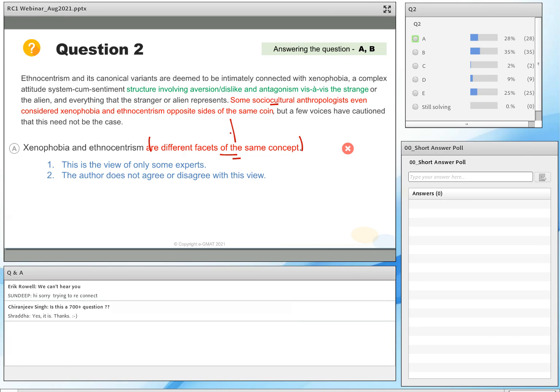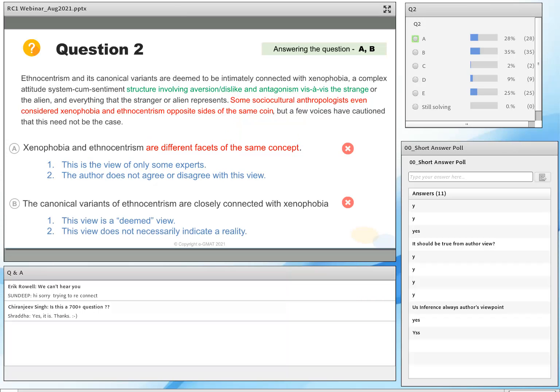Okay, so is it clear to everybody why option A is not the correct answer? Because this is not necessarily the view of the author. This is the view of some socio-cultural anthropologists. Simple. Perfect. It has to be true from the author's view. If you do not know for sure if the author agrees with it, it cannot be a valid inference. Simple.